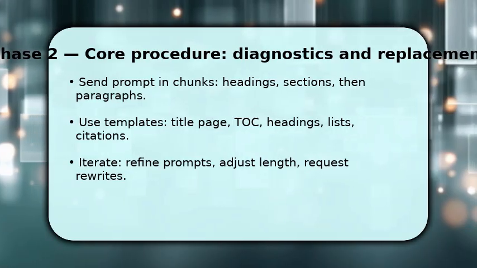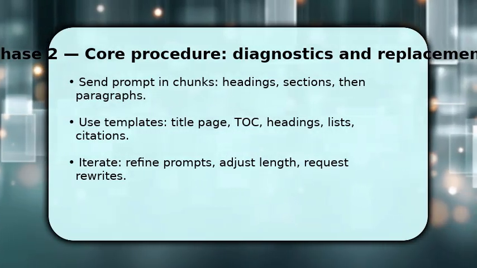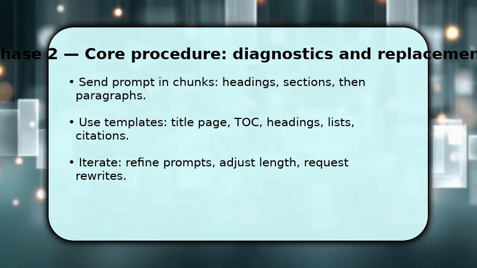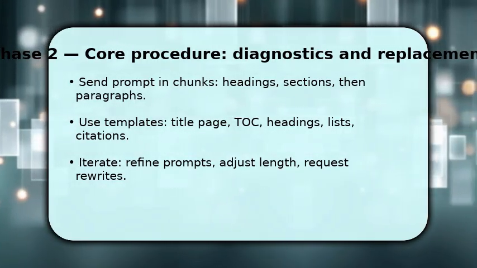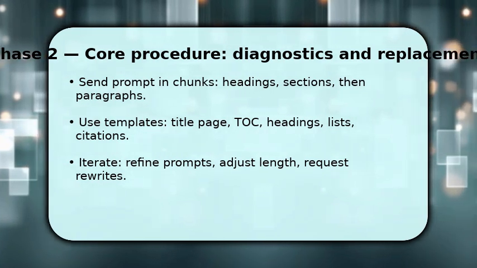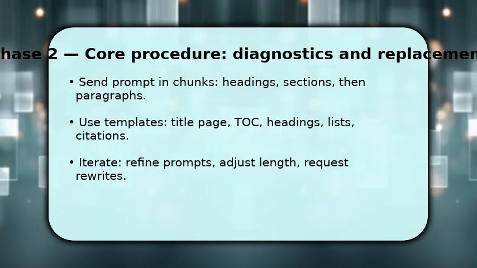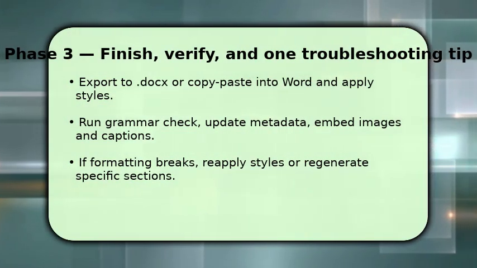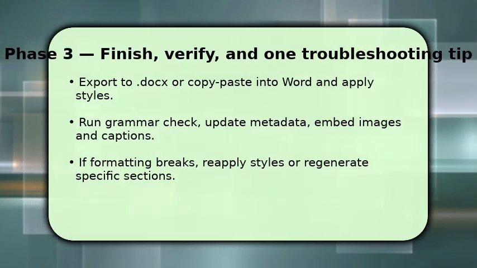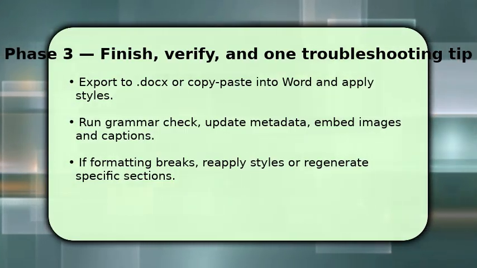If a section is off, iterate, tighten the instruction, limit or expand word counts, and ask for rewrites until sections match your tone and accuracy targets. Finish by exporting the AI output to docx or paste into Word and apply built-in styles for headings, lists, and captions. Then run grammar and consistency checks, update metadata like author and keywords, and embed images with captions.